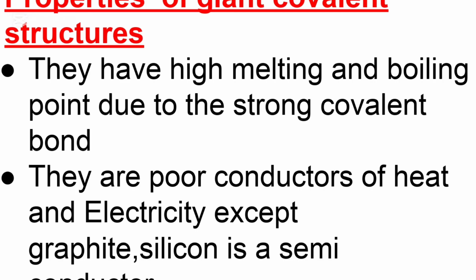Now, properties of giant covalent structures. Generally, they have high melting and boiling points due to the strong covalent bonds. Another property is that they are poor conductors of heat and electricity, except graphite. Silicon is a semiconductor. And the last one is that they are insoluble in water.